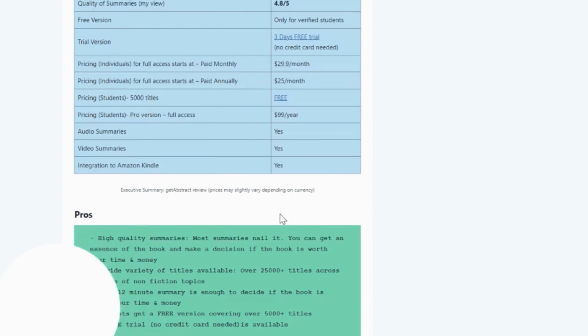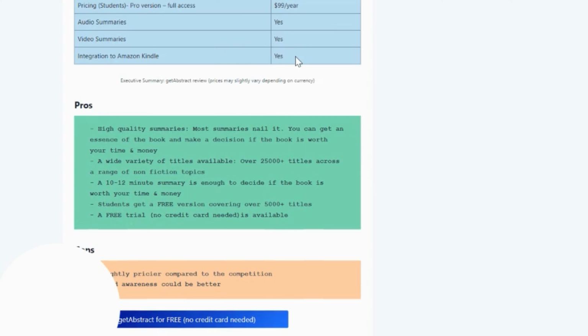And if you like the book, you also have a button with Amazon, and you can get it straight on your Kindle. All right. In terms of what goes for getAbstract, the quality of summaries is pretty high. I really think they are one of the best. And with over 25,000 titles, you're likely to find something that you're looking for.